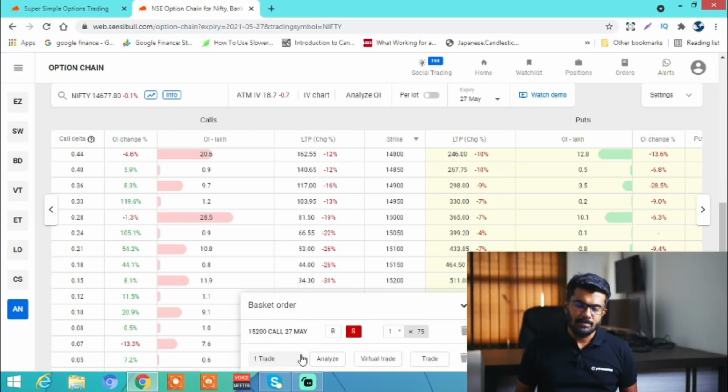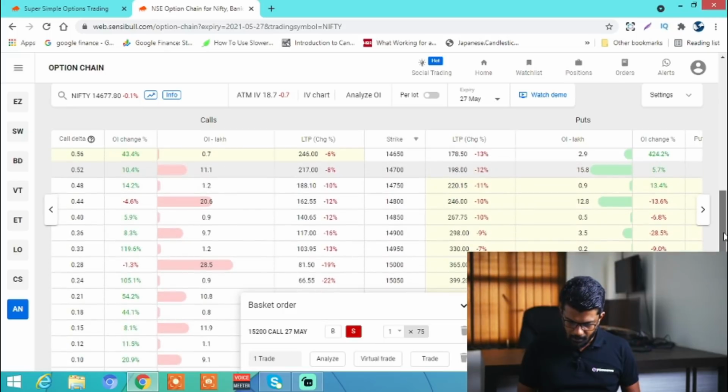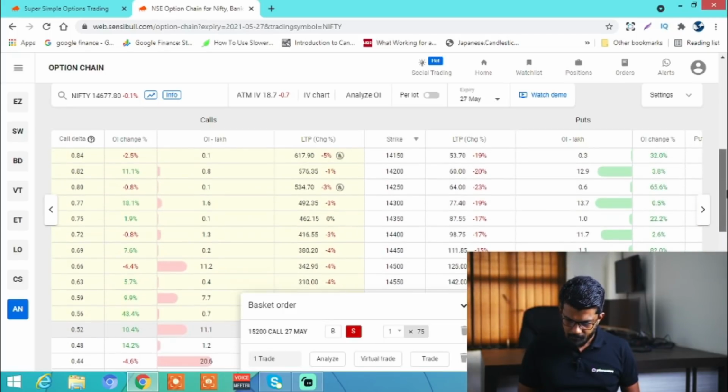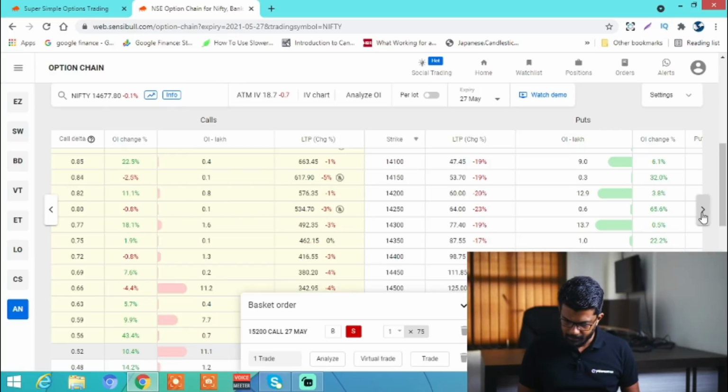That means there is a 15% probability that this strike is going to end in the money. I am selecting a delta of 0.15 and there is only a 15% probability that this strike is going to be in the money, right? Now that is one naked call, right? I have sold 15,200.